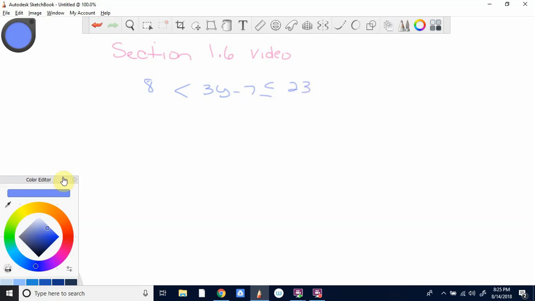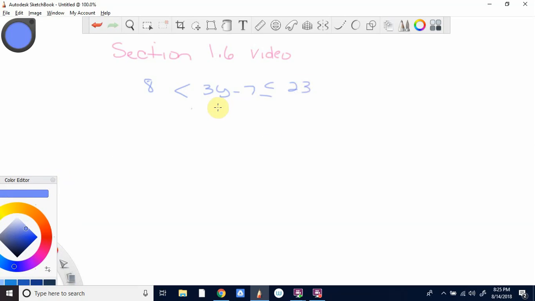There are two methods. We can use the one method which has them both together, so I'm going to rewrite this. We actually have two inequalities, so we have 3 sections instead of 2, like we're normally used to seeing.